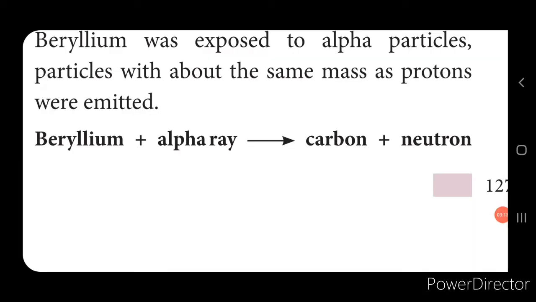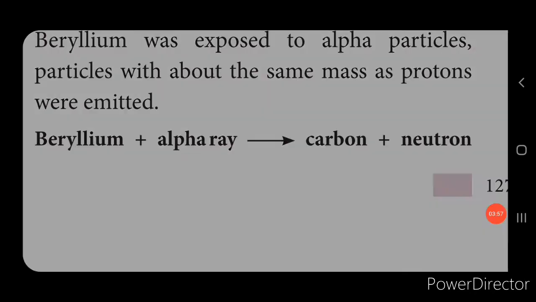Now let's talk about neutrons. Neutrons were discovered by James Chadwick in 1932 when he was working with alpha rays. Beryllium was exposed to alpha particles, and he could see that particles with the same mass as that of the proton were emitted. You can see the equation: beryllium with alpha rays gives carbon and neutrons. The emitted particles did not carry any electrical charge, and these were called neutrons.